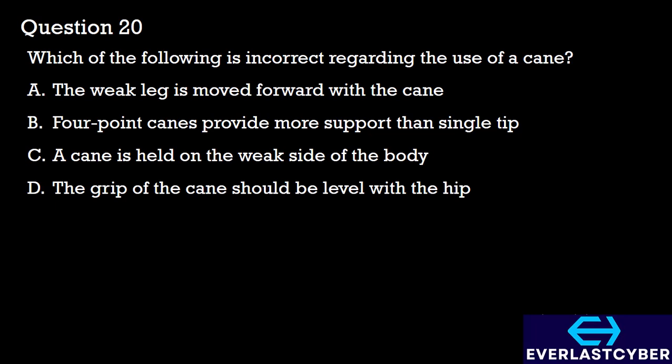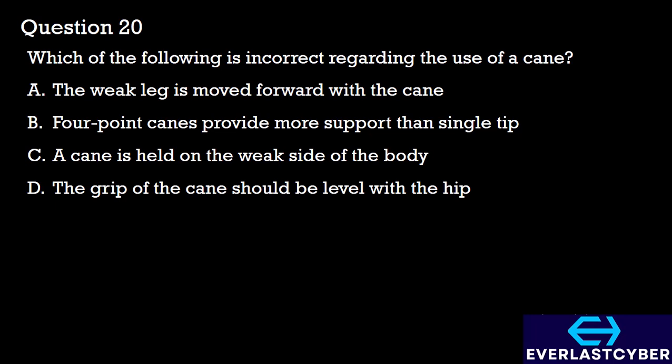If we take a look at all the options, option A is correct because when using a cane, the person should move the weak leg and the cane forward together, followed by the strong leg. In option B, the 4-point cane has 4 tips and this provides greater stability and support compared to a single tip cane. In option D, the cane's grip should be at hip level when standing upright, and this will ensure proper posture and effective use.